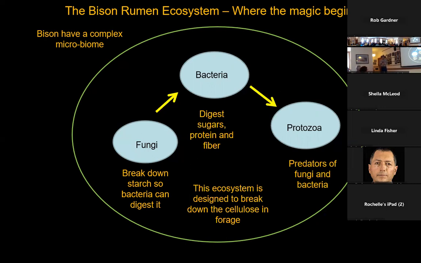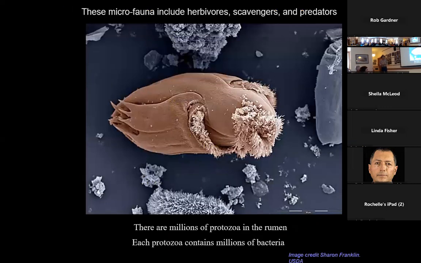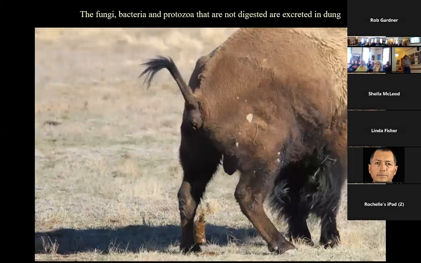And of course, it passes through the digestive system and through the other three stomachs and large intestine, and out onto the landscape. So here are the protozoa macroscopically. These guys are the equivalent of a blue whale swimming through the ocean hunting krill. That kind of size comparison. And as I mentioned, what goes in must come out.